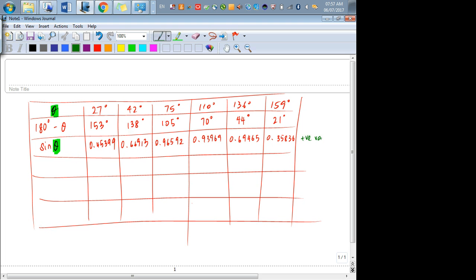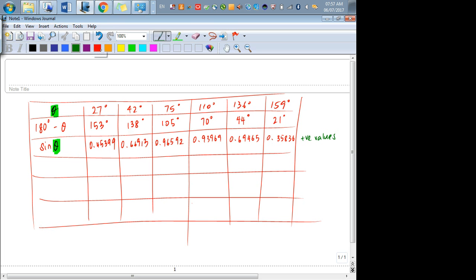Positive values. What else do you notice? What is the range of these numbers? From 0 to 1. You don't see anything smaller than 0. You don't see anything greater than 1, right? So these are also between 0 and 1. That's all for this row. Let us go on to the next row.